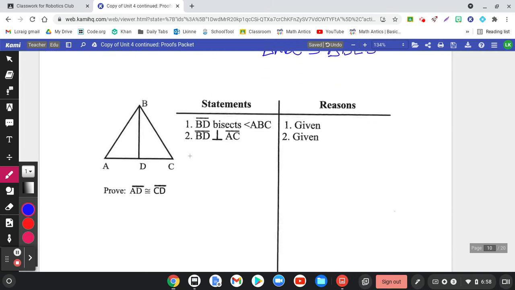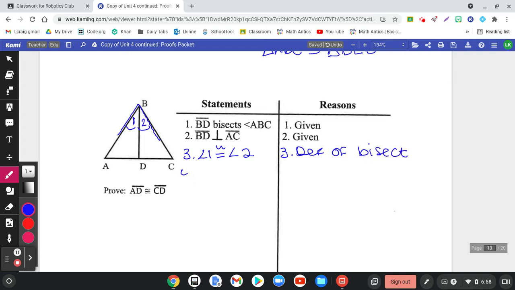so let's give this a try. Statements, reasons, givens are already in there. You're welcome. All right, so let's see what we have. BD bisects angle ABC. So if we follow that path, angle ABC is being bisected. What does that mean? Angle 1 and angle 2 are congruent. Angle 1 is congruent to angle 2. And again, if you want to use 1 and 2, you have to draw them in the picture. And that's definition of bisect.